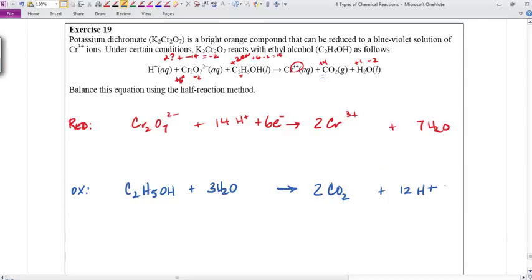I got everything balanced by element now. So I got 0 charge on the left, +12 on the right. I need 12 electrons. Now, you got 6 electrons in the reduction half. You got 12. So what to do? Double everything.